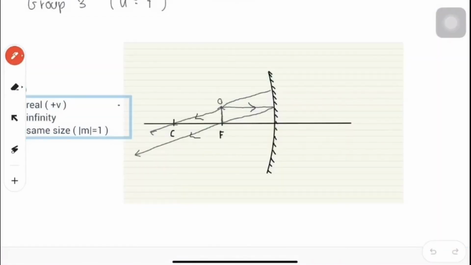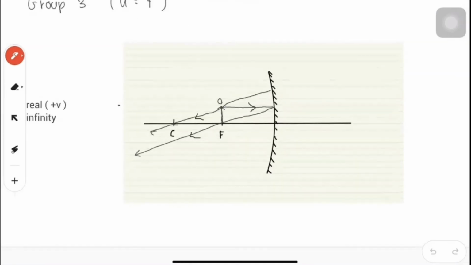Maybe we can try one more. Okay, group 3. What happened here? Besides the shaking hand, what else can you say about this? Who is from group 3? Anyone? Sir. Okay. There, the object is the same as the focus point. So we drew the object and then the two ray diagram, but the two rays do not touch. So the image formed is at infinity. Okay. So what we get is real and formed at infinity.